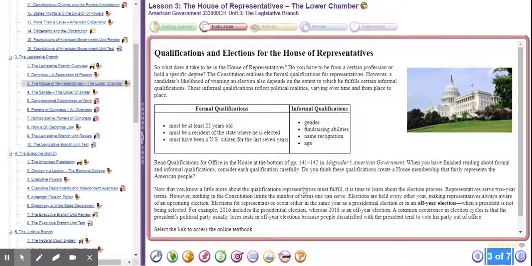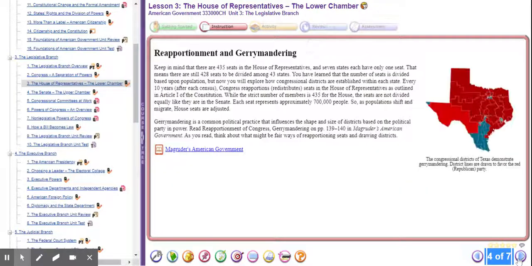Okay, this is a really good chart here that explains the qualifications for the House. I'll let you read through that, and we're going to compare that with the Senate in the next lesson. Okay, and then the other thing that's really important to get out of 3.3 is this idea of gerrymandering. So I would definitely go back and reread this, make sure that you understand what gerrymandering is.